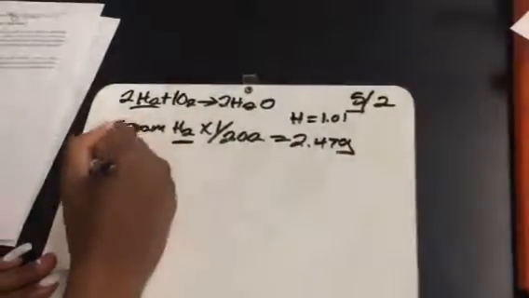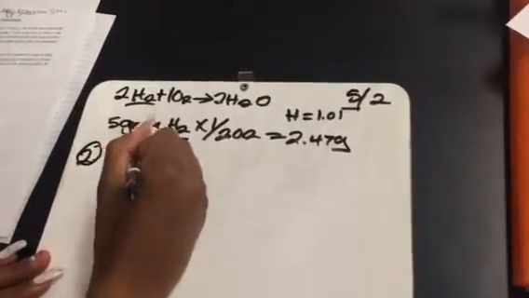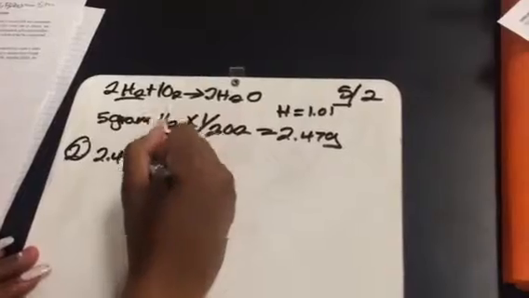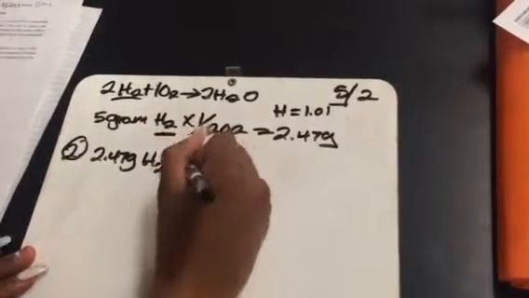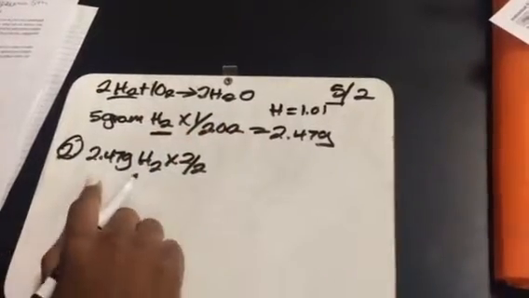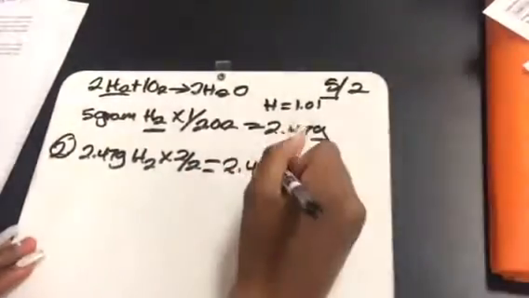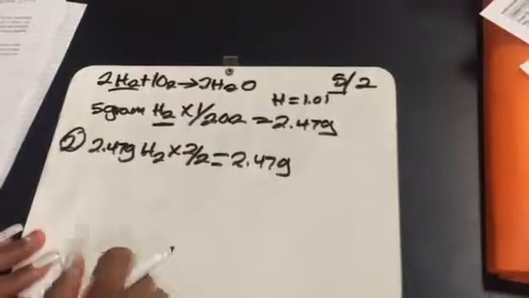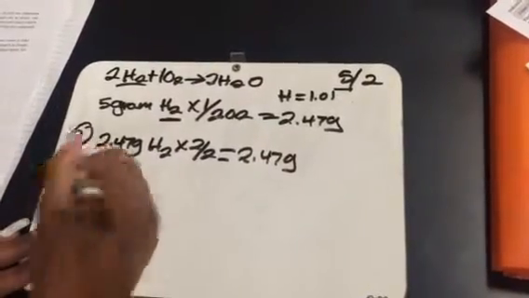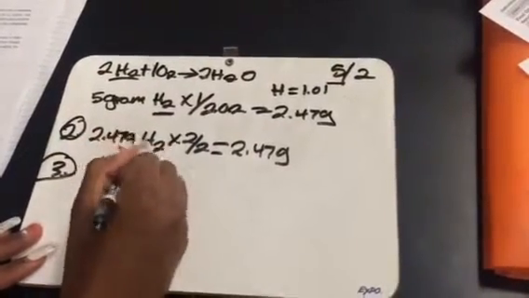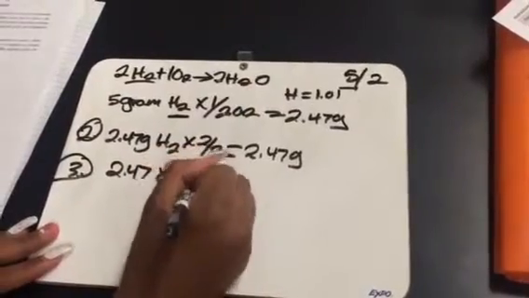So your second step you're going to do is 2.47 grams hydrogen times 2 over 2. So when you put this in the calculator, you should get 2.47 grams. Alright, so your third step, finally, is 2.47 times 18.00.